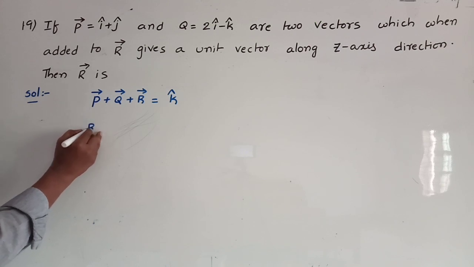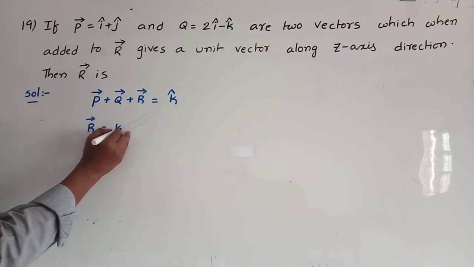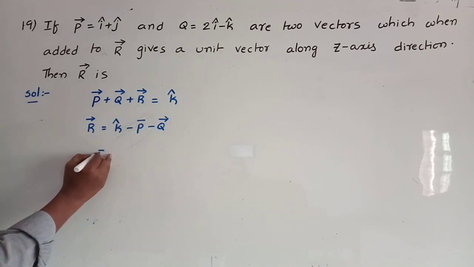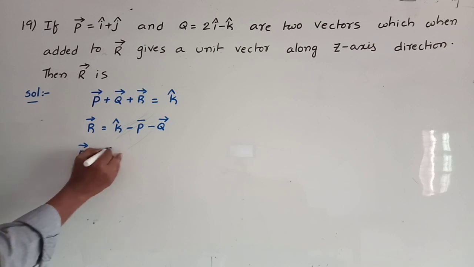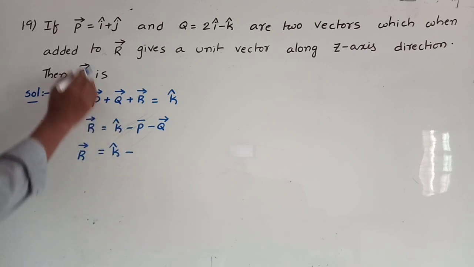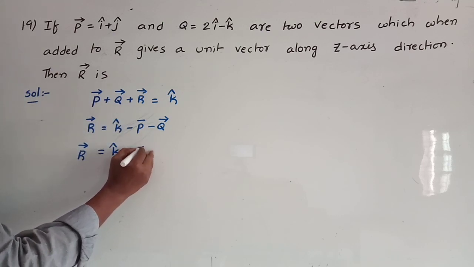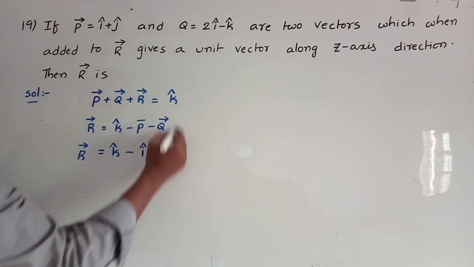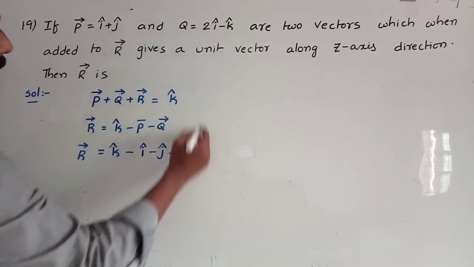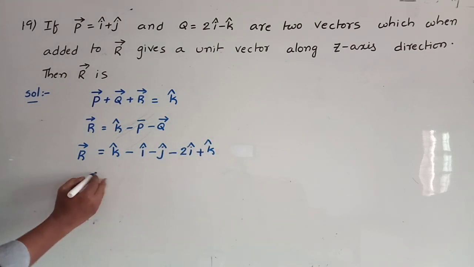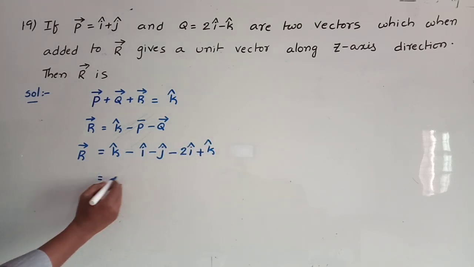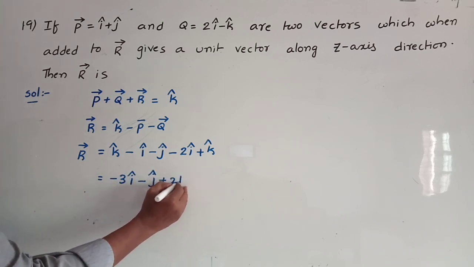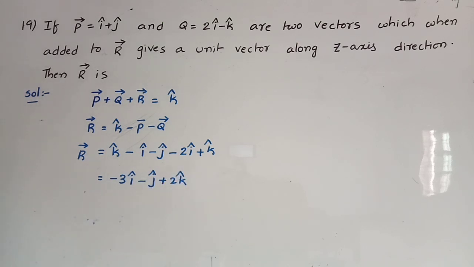So from this, r bar is equal to k cap minus p bar minus q bar. So r bar is equal to k cap, and minus p bar, multiplying with minus, we get minus i cap minus j cap. This one with minus 2 i cap, minus into minus, plus k cap we get. So that is equal to minus i cap minus 2 i cap, minus 3 i cap minus j cap plus 2 k cap. This is the r bar value.